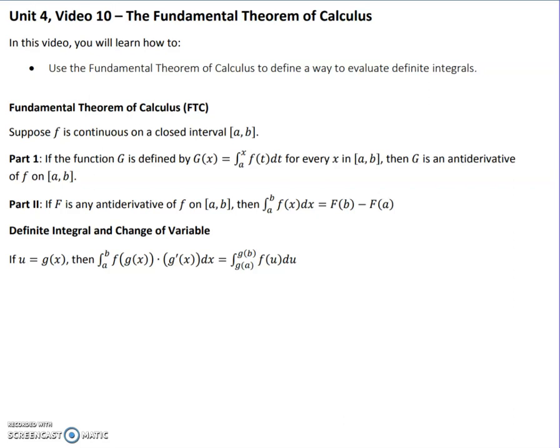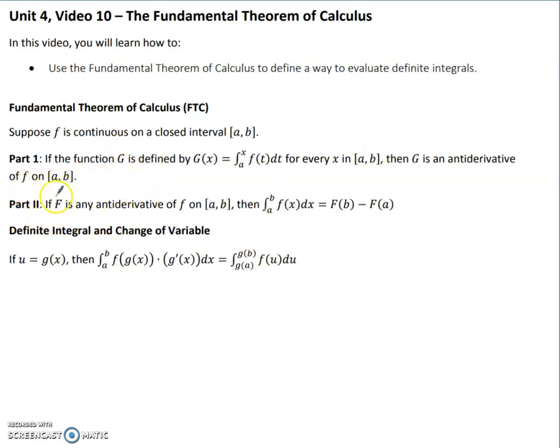Okay, so the fundamental theorem of calculus basically says this. If you have a function f on a closed interval, so here we go. Part one says if the function g is defined by this, so we need two functions here. So if g is the integral of f for every x that occurs, then g is the antiderivative of f on [a, b]. That part we kind of already know.